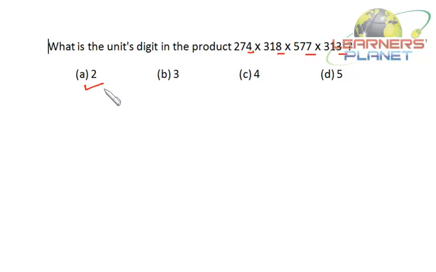It's very simple, friends. We just have to keep on multiplying the digits at the unit place, and then we have to drop the tens digit if we get two digits in this multiplication. So I hope you are clear about the method. Let's do more problems.